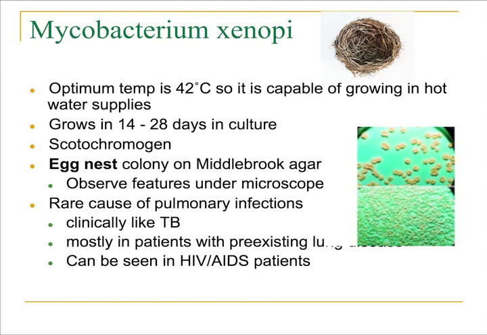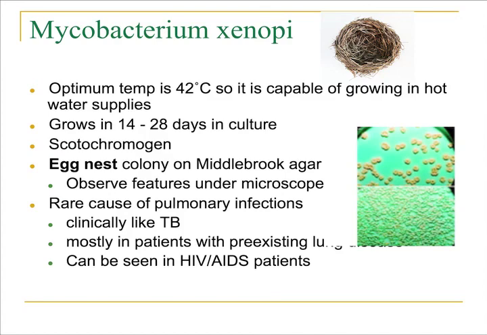Look at this picture on the right-hand side. And if you can observe it even more closely if you look under a microscope, it literally looks like an egg nest sitting on the colony, on the agar surface, and that is the colony of Mycobacterium xenopi. It's a rare cause of pulmonary infections, but it does cause disease very much like TB. It's mostly in patients with pre-existing lung disease, and it can be seen in patients with HIV and AIDS.